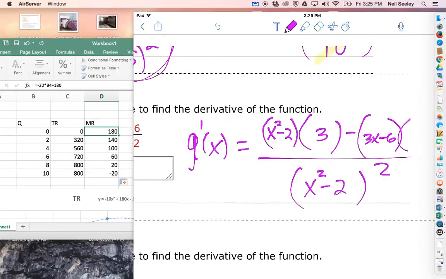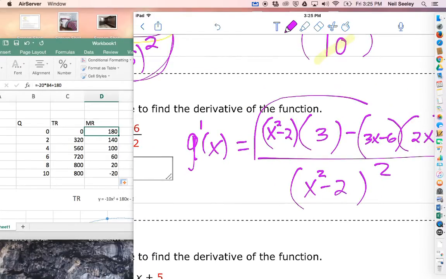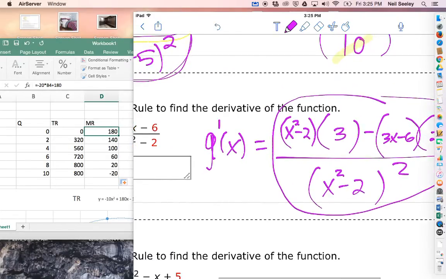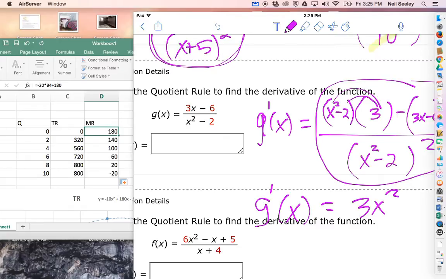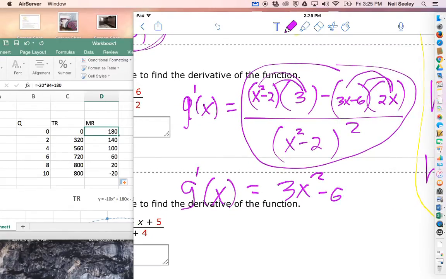That's a perfectly good derivative. It'll do the job. It'll tell me the slope of the tangent line anywhere on that original g function. But it's a little clunky, so I would probably clean it up just a tad bit. Let me call it 3x squared to distribute the 3. Little things like that are always good, minus 6, and I'd probably distribute the 2x here on this one.